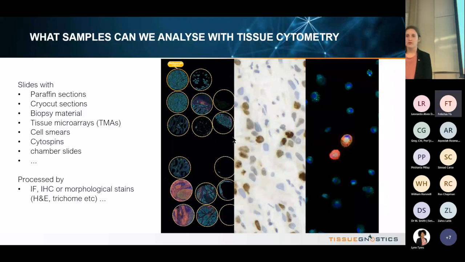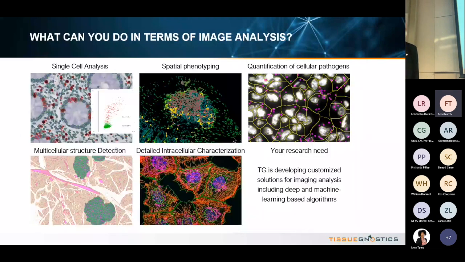But now we come maybe to the more fancy part, which is the image analysis. So what can you analyze? You can, for instance, do just basic single cell analysis. You can do detection of multicellular structures. You can also do spatial phenotyping. You can also quantify cellular pathogens. You can do a detailed intercellular characterization, or actually anything else that you want to analyze that you can imagine.